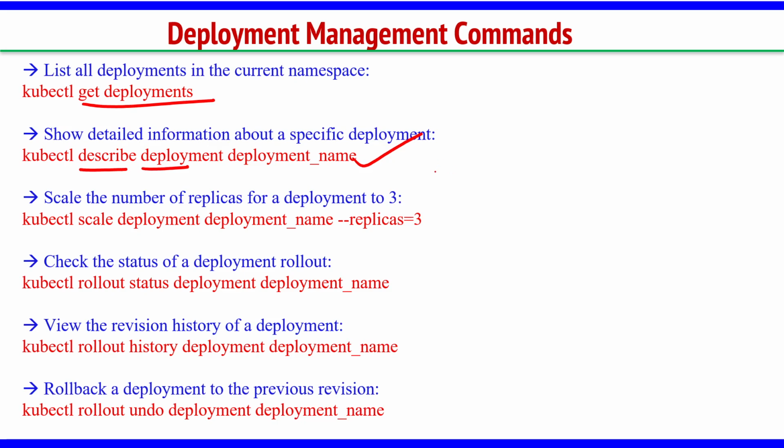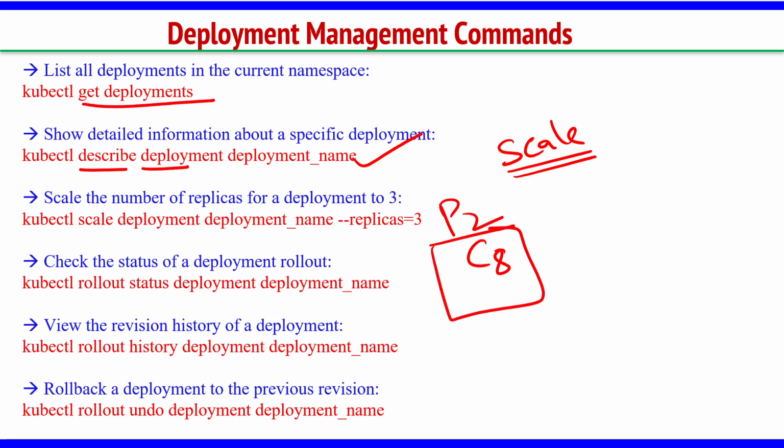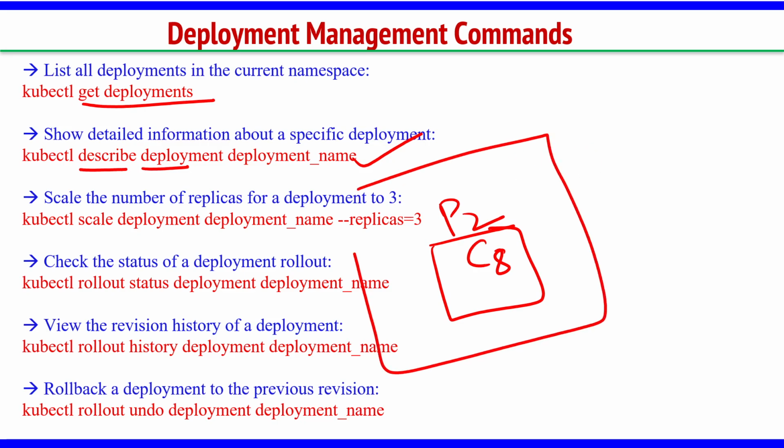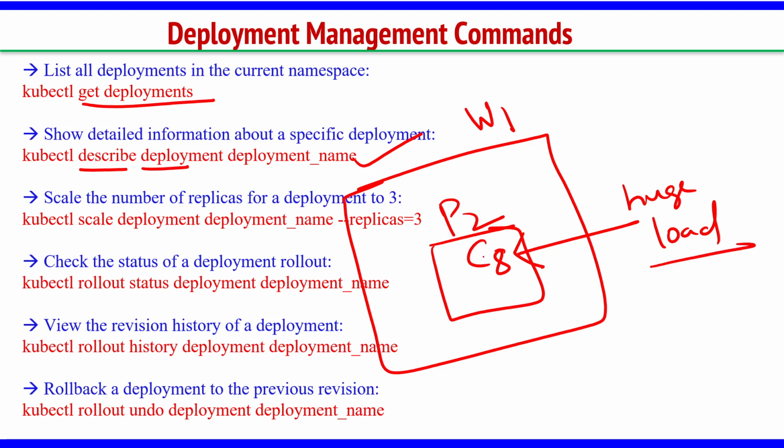Right? So here comes the important part: when you want to scale your application. Let's say currently I have a container C8. I have kept this inside a pod P2, and this is inside a worker node. Let me call this worker node worker 1. Now I want to make multiple replicas of this because I want to scale my application. The service inside this container C8 is having huge load. So how do I scale it?